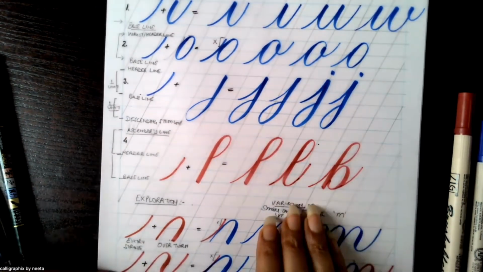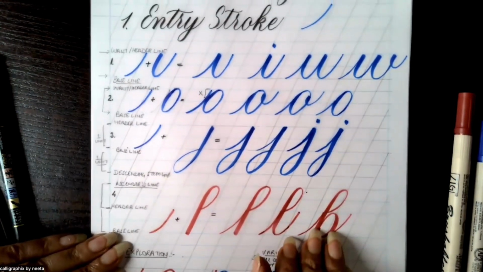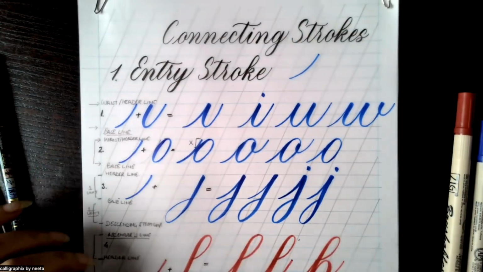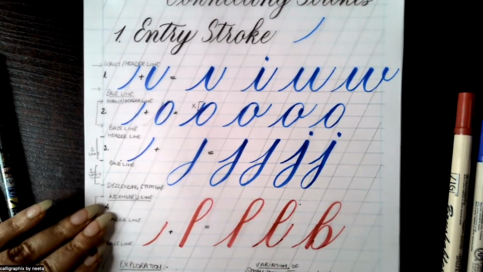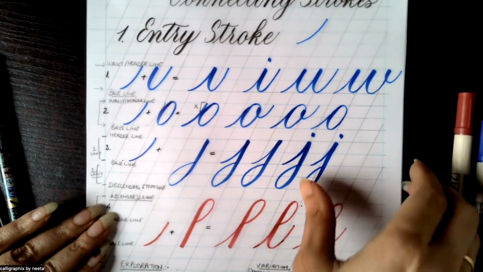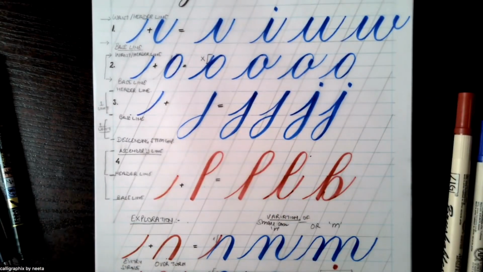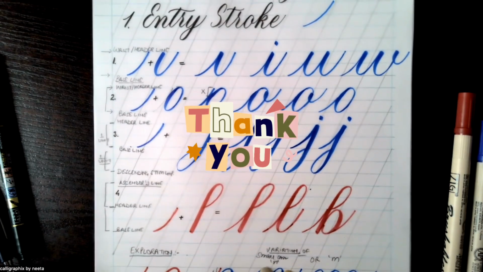So I hope this session gives you complete clarity on how the entry stroke is connected with various other strokes and what letters are formed. And in the next session, we are going to see how the underturn is connected to other strokes to form the letters. So we'll see next time.